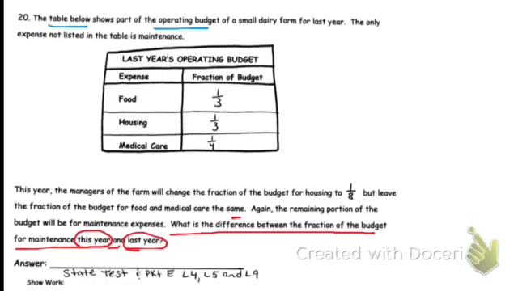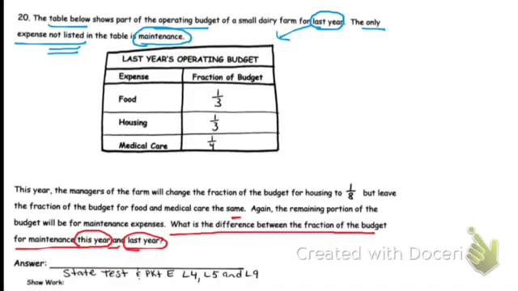I know that the table shows the operating budget, whatever that is, for last year. My question wants me to compare this year and last year, but this table shows me last year. So I know at least there's information for last year. What else do I know? The only expense that's not listed is maintenance. So maintenance is not listed in this table.